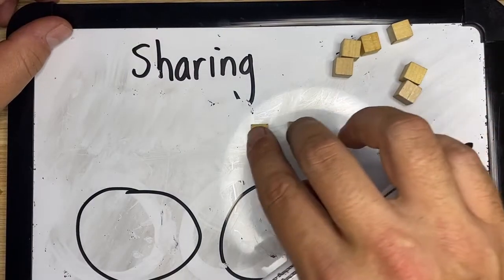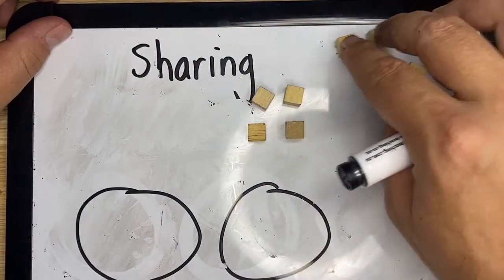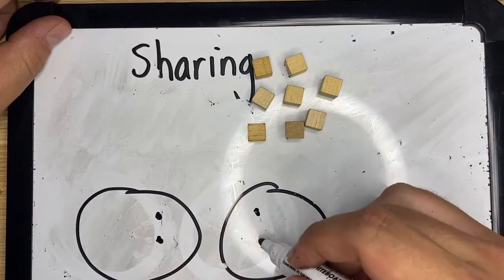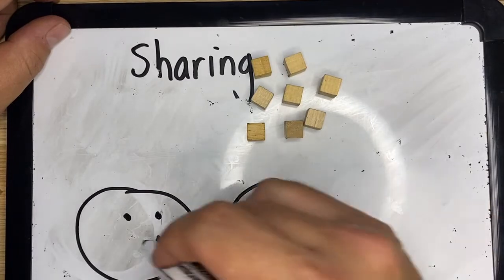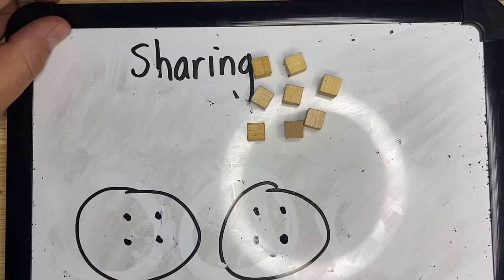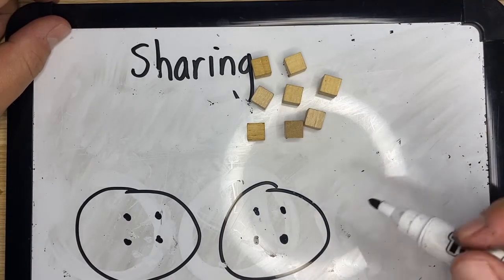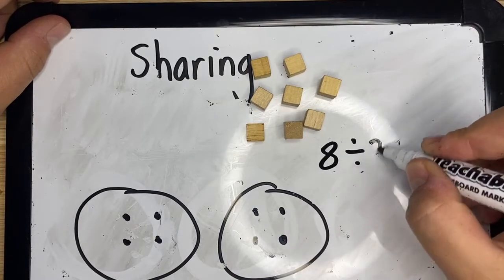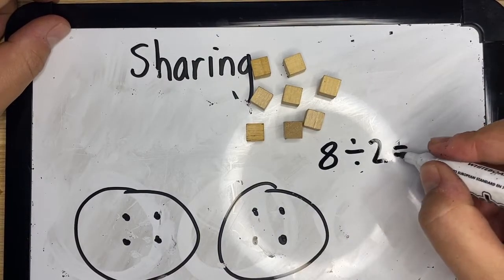Okay, I'm going to do mine by drawing. So I have 8 here. 1, 2, 3, 4, 5, 6, 7, 8. How many are in each group? 4. Let's write the division sentence down. 8 divided by 2 groups equals 4.